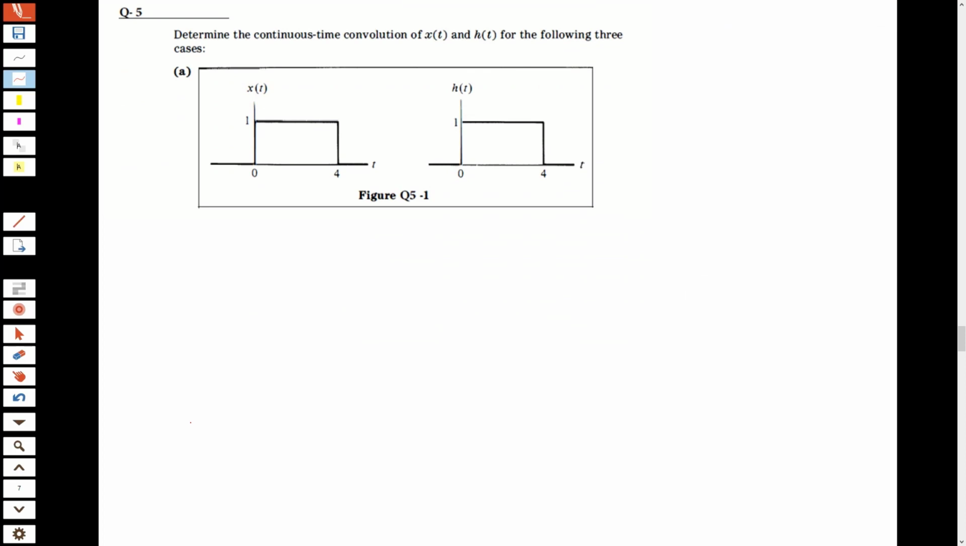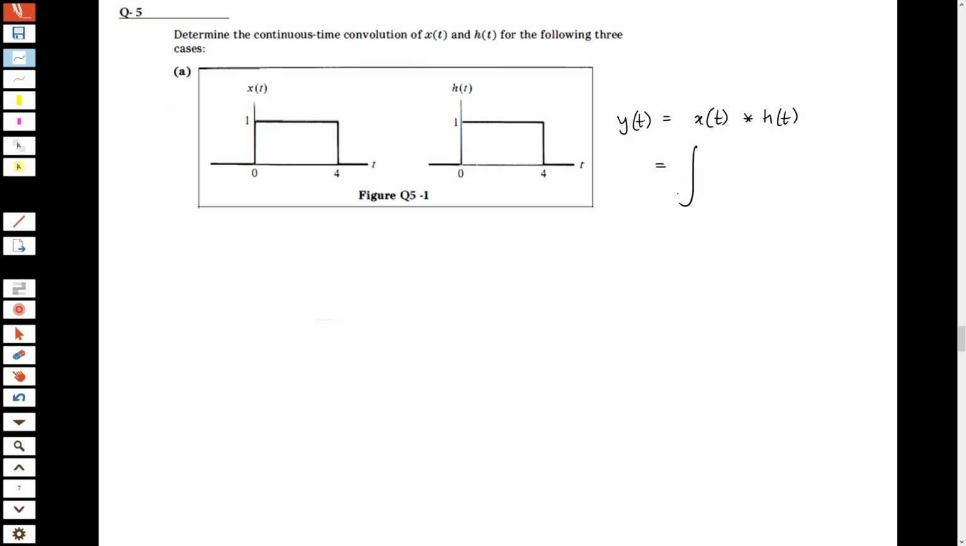Moving to question 5. Determine the continuous time convolution of x(t) and h(t) for the following three cases. This is the first case we pick up. Now x(t) and h(t) are both the same, so there is not much choice here to choose a simpler signal to reflect and shift. So I'm just going to take x(t). What are we trying to find? We are trying to find the convolution of x(t) with h(t).